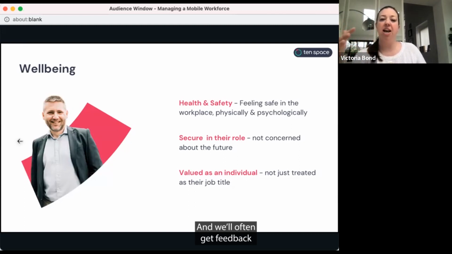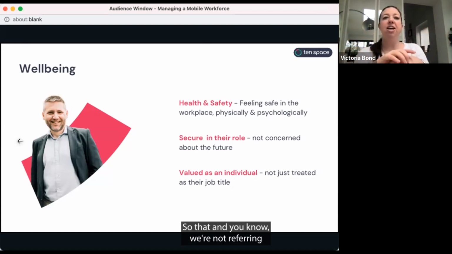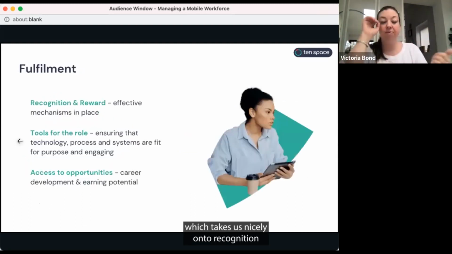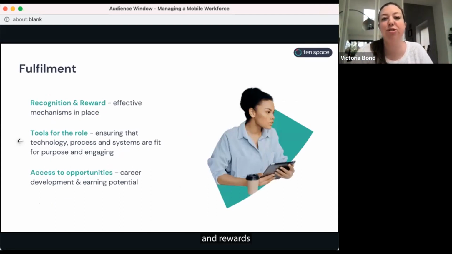And we'll often get feedback about that kind of security in their role. And then also about feeling valued as an individual, so that we're not referring to these populations as drivers, as a homogenous group, and that those leaders who are out there are taking those steps to make people feel really valued as an individual. And we know that that's a really key driver of engagement, when people understand the value that they bring as an individual, and that's recognised in some way, which takes us nicely onto recognition and reward.